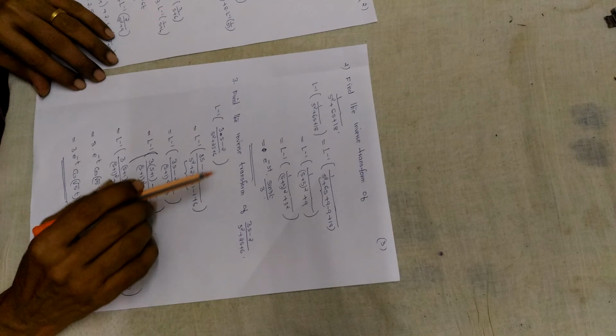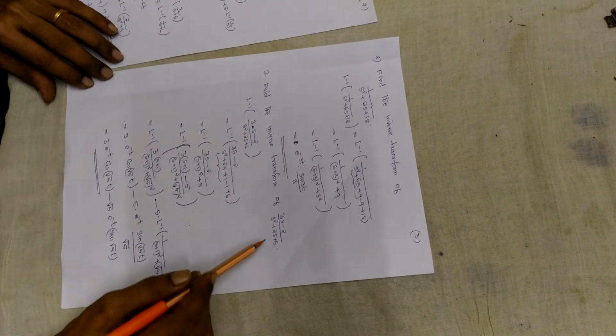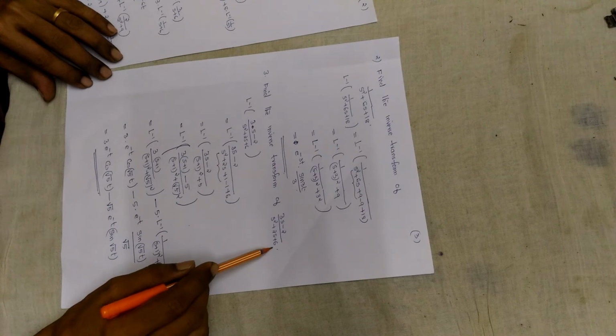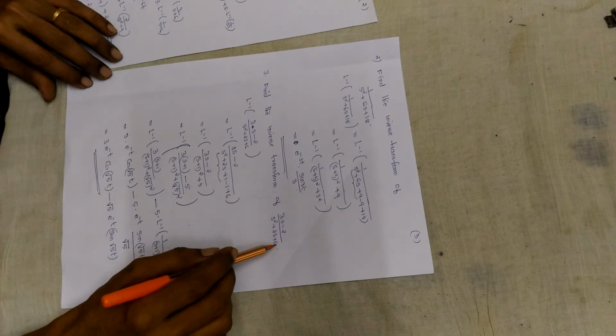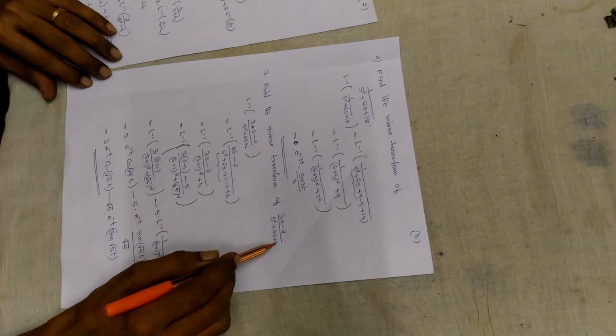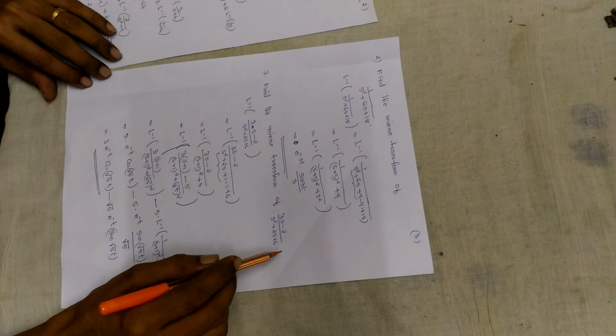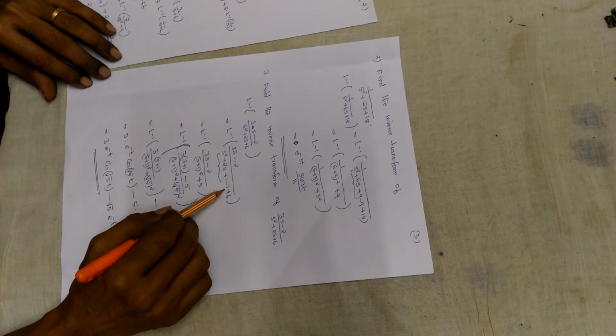The next one is, find the inverse transform of 3s minus 2 by s square plus 2s plus 6. Here also, first we convert the denominator into a perfect square. So we consider the coefficient of s, that is 2, and take half of the coefficient of s, that is half into 2 is equal to 1, and take its square, that is 1 square. 1 square is 1 itself.